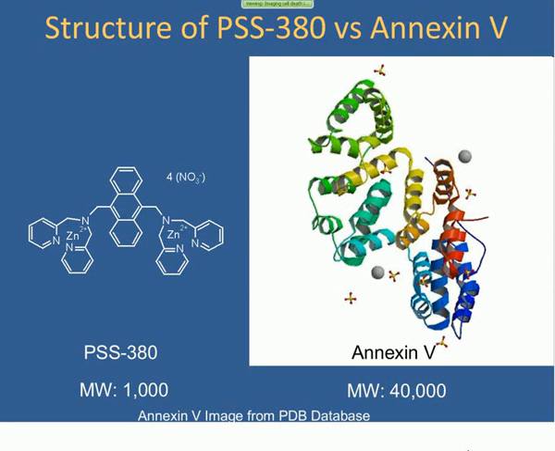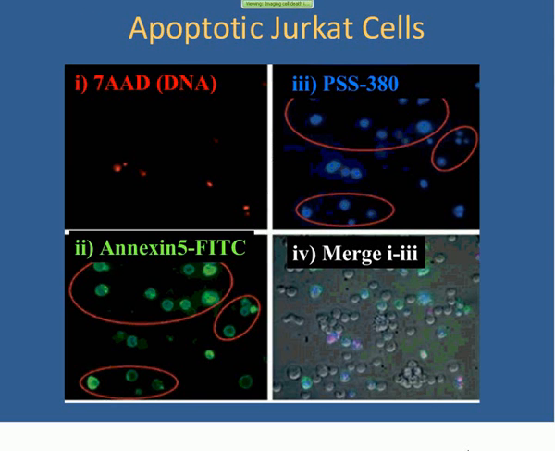Now, the work of me and my collaborators has focused on producing small synthetic mimics of Annexin-5 that can achieve the same goal. And we've done that by using these dipicolylamine zinc coordination complexes and attaching them to fluorophores. And here I've shown anthracene, a phosphatidylserine sensor with a molecular weight of around 1,000 versus 40,000 for the Annexin.